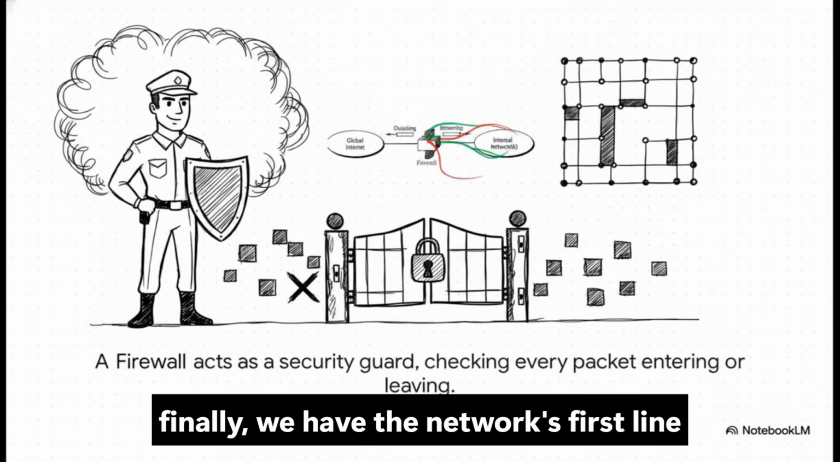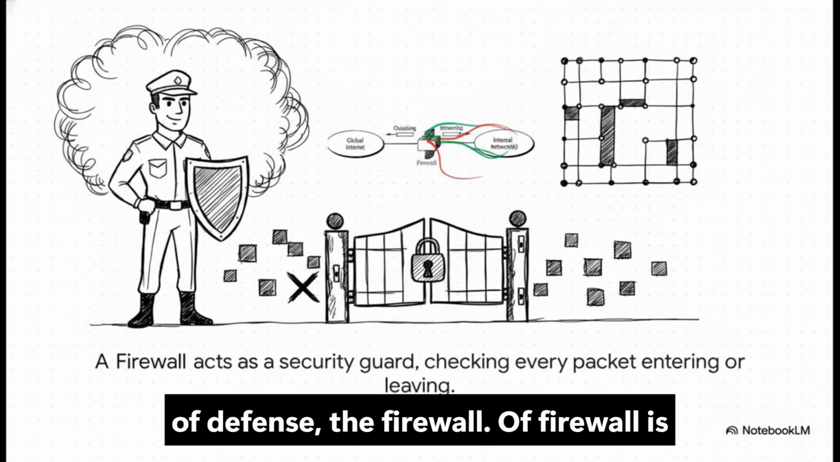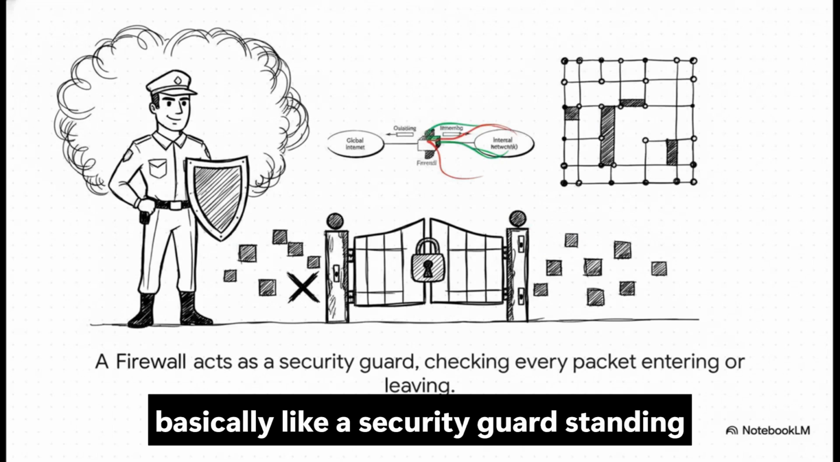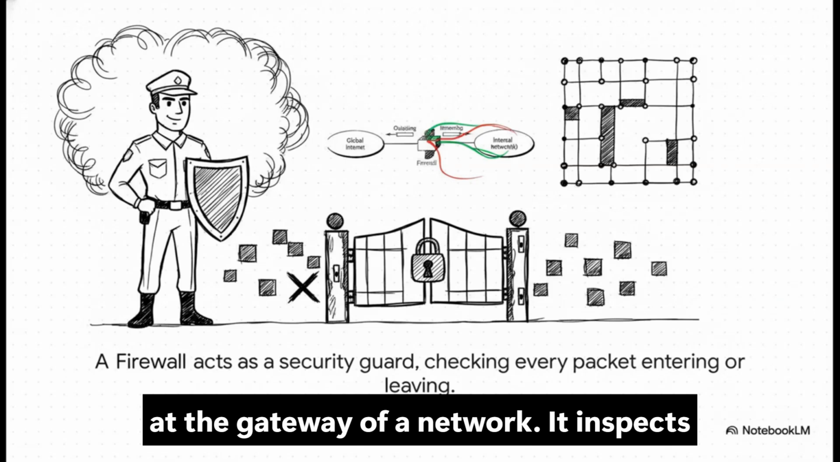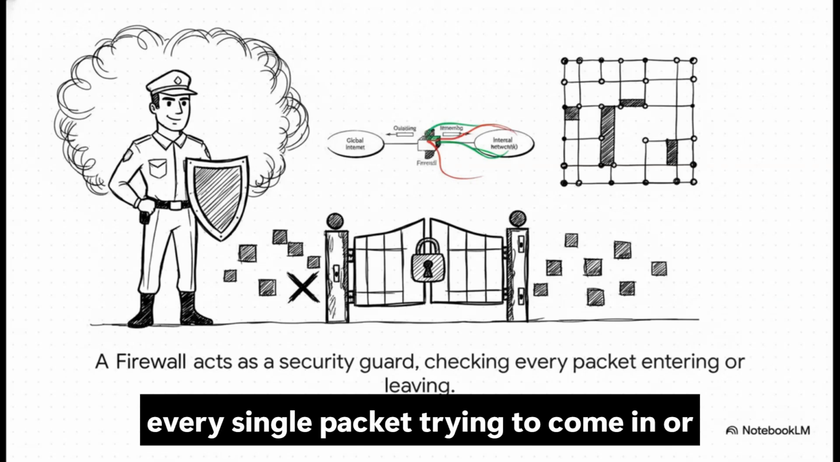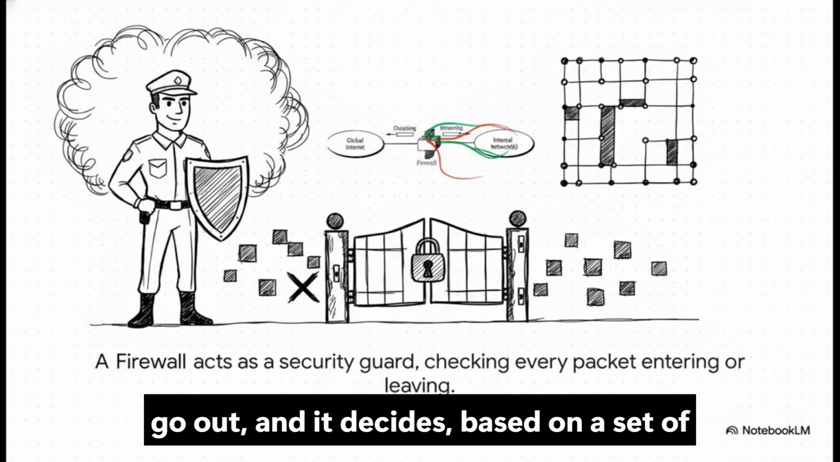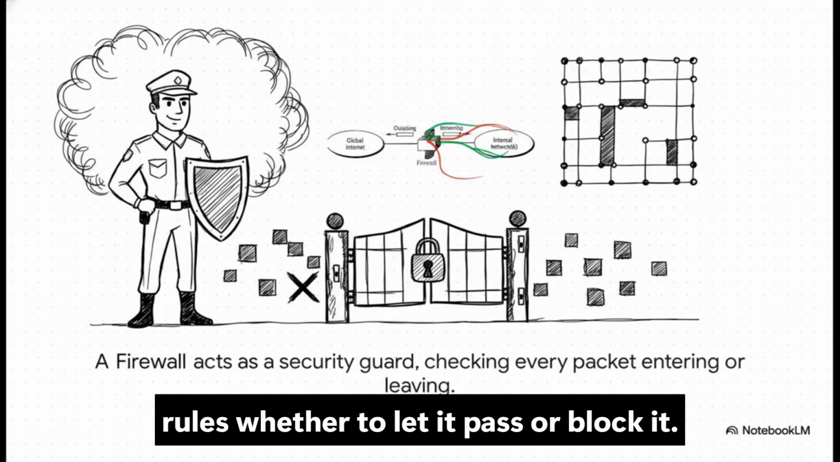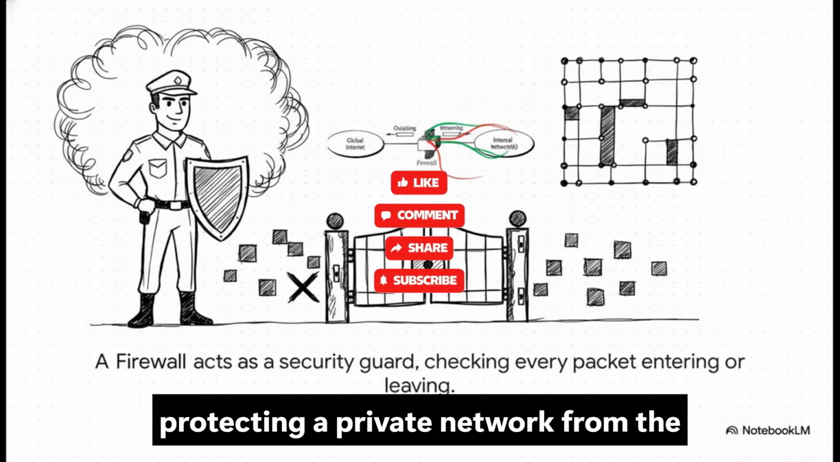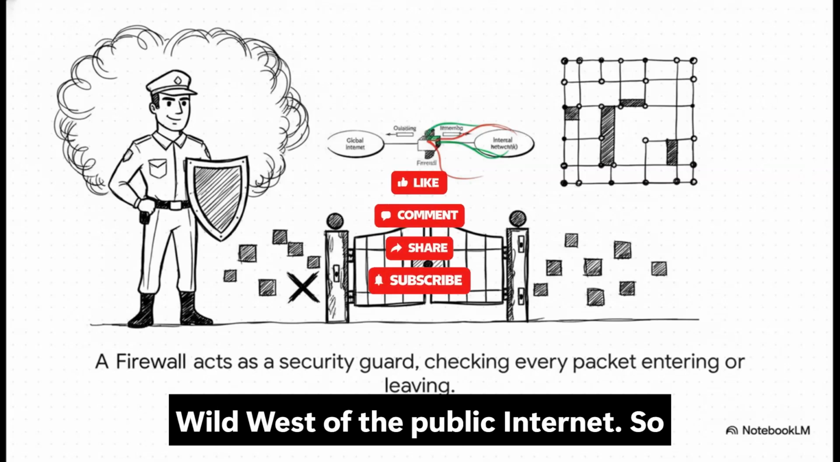And finally, we have the network's first line of defense, the firewall. A firewall is basically like a security guard standing at the gateway of a network. It inspects every single packet trying to come in or go out, and it decides, based on a set of rules, whether to let it pass or block it. It's an absolutely essential tool for protecting a private network from the wild west of the public internet.